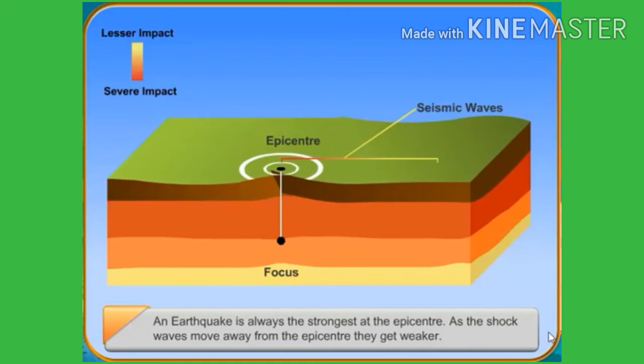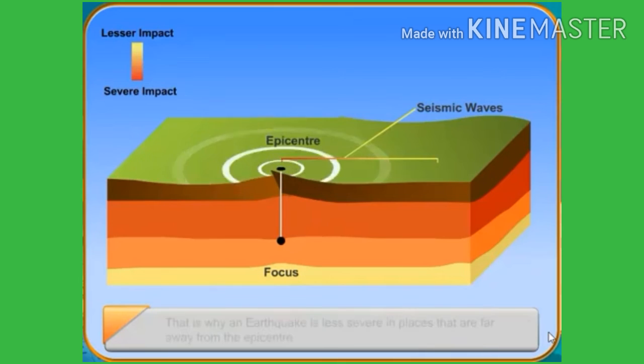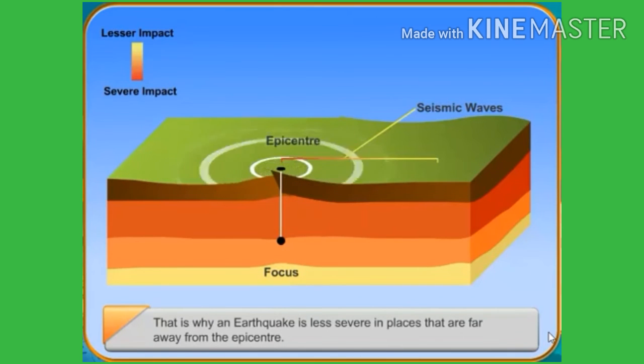An earthquake is always the strongest at the epicenter. As the shock waves move away from the epicenter, they get weaker. That is why an earthquake is less severe in the places that are away from the epicenter.